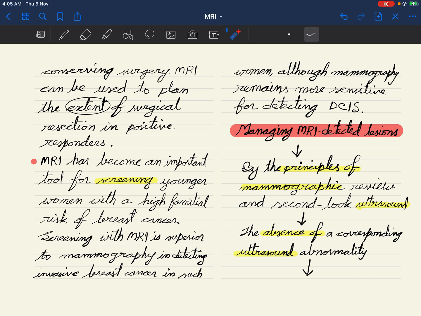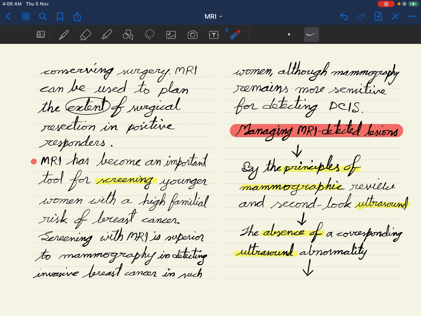MRI in screening can be done for the patient who has a high familial risk of breast cancer. But we have to keep in mind that screening with MRI is superior to mammography in detecting invasive breast cancer. It's true, but mammography remains more sensitive for detecting ductal carcinoma in situ.